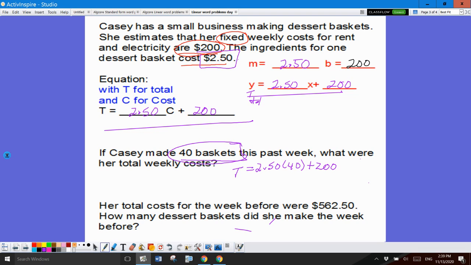So let's go ahead and multiply and figure that out. So 2.50 times 40, that is 100. 100 plus 200, my total is going to be 300. And don't forget your labels. We know this is money, so this is going to be total cost.